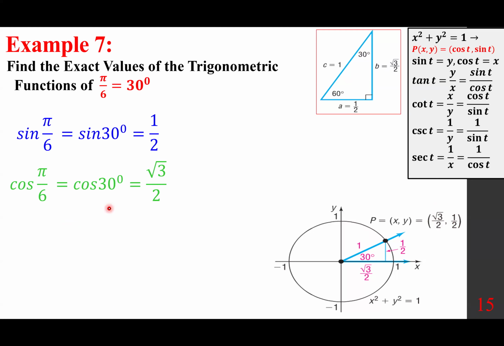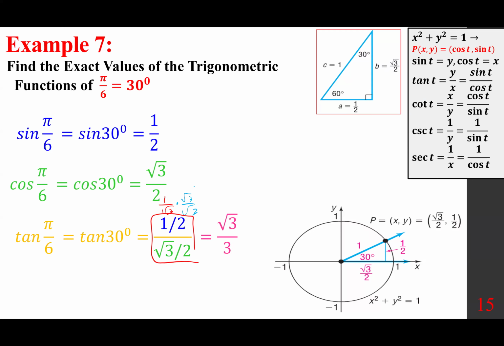The rest just follow the formula, sine over cosine. If I divide this one by this one, 1/2 over square root of 3 halves, the twos cancel each other. This is 1 over square root of 3, and we've seen rationalization of that. If you multiply by square root of 3 over square root of 3, we have square root of 3 over 3. So the rest of them are the reciprocals again.